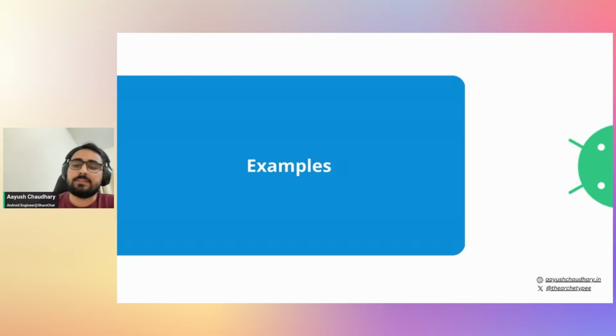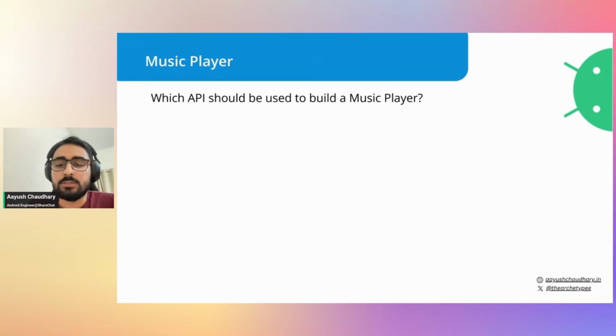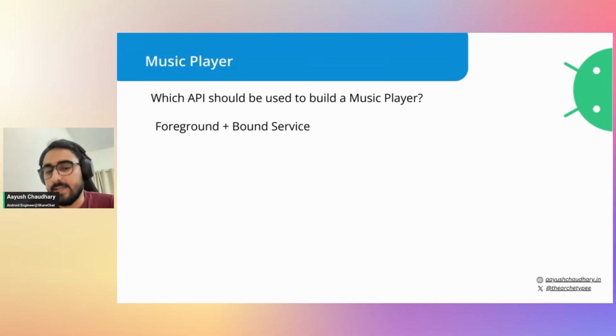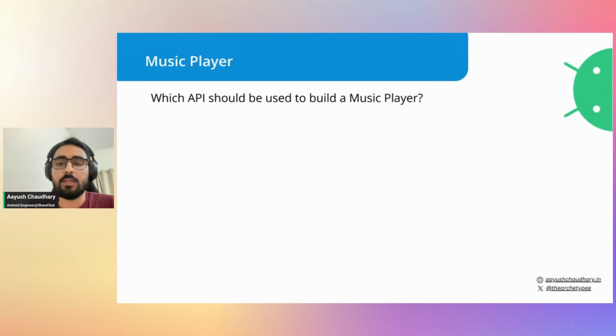Let's see some examples. Suppose you want to build a music player app. Which API will you use for that? Anyone? You can use foreground service with bound service. Bound service is used to give control back to the activity.